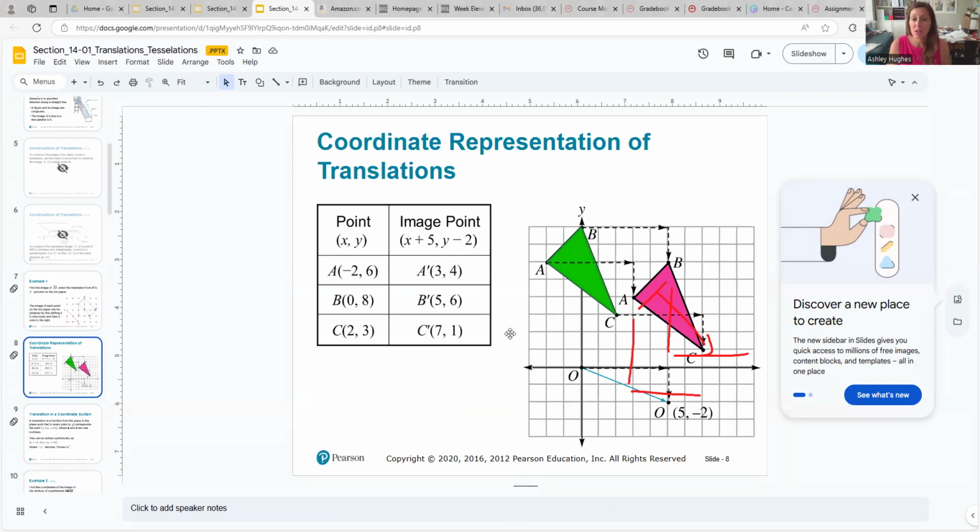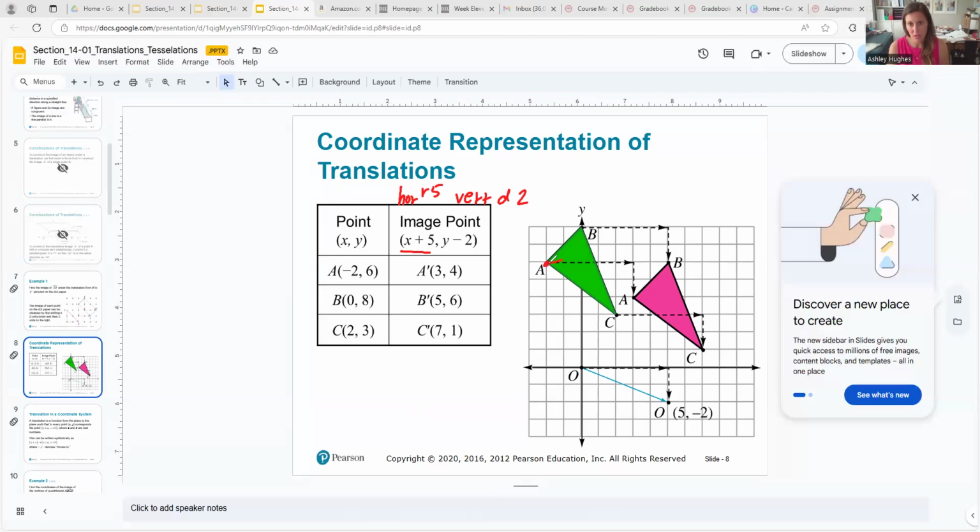This is another way to talk about it. Don't let the equations confuse you. They're just saying, what are we doing here? We're going to go 5 to the right, and we're going to go 2 down. That's what this means: x plus 5. X is the horizontal distance, and y is the vertical distance. So this just means right 5, and then that means down 2.